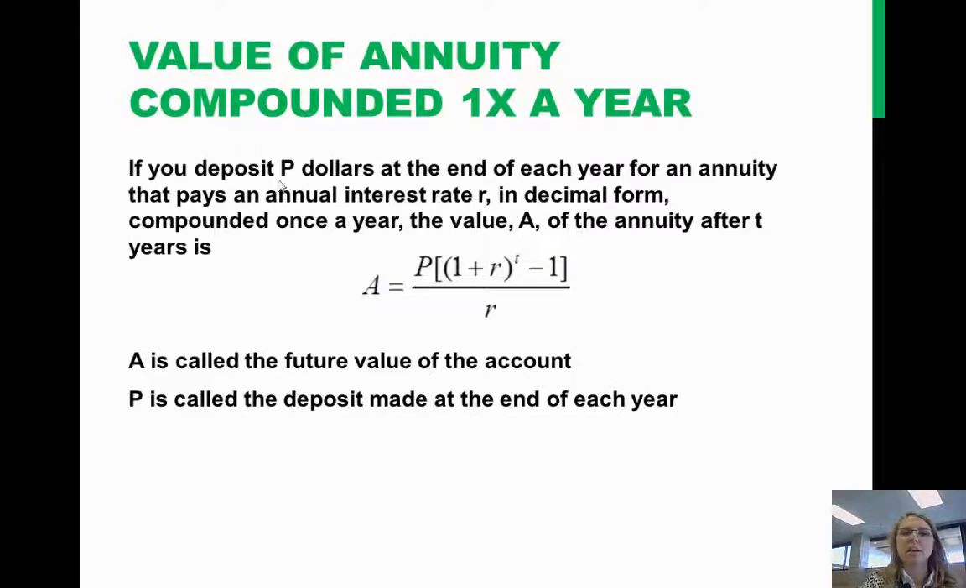So if you deposit P dollars at the end of each year for an annuity that pays an annual interest rate R in decimal form, compounded once a year, this is your formula. A is the future amount, P is the present amount, the deposit that you're making. So let's look at this in action.